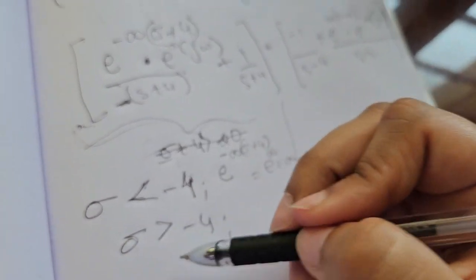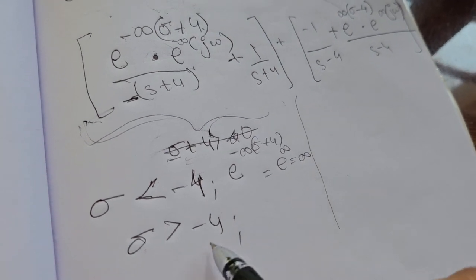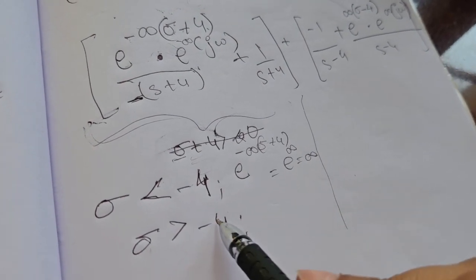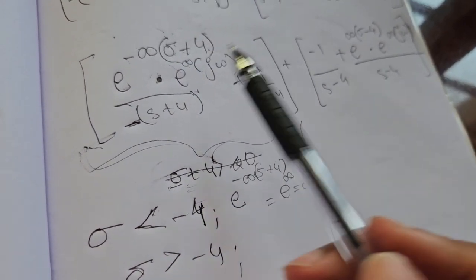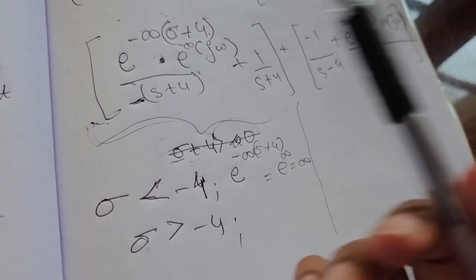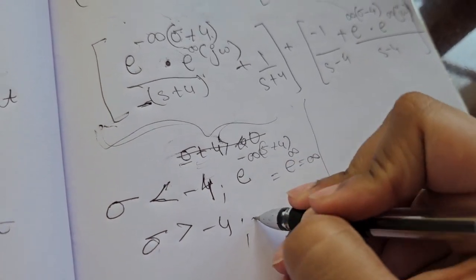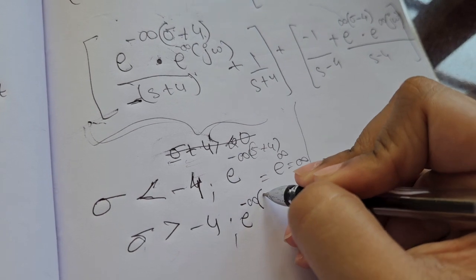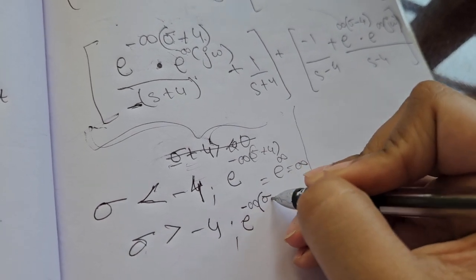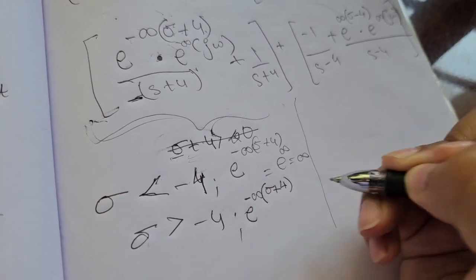But if sigma is positive, if it is greater than minus 4, like if it's just 0, because that's greater than minus 4, 0 plus 4 is 4, and 4 into minus infinity is just minus infinity. I'm really sorry if this is not making sense. I don't know if I could explain this in a better way.